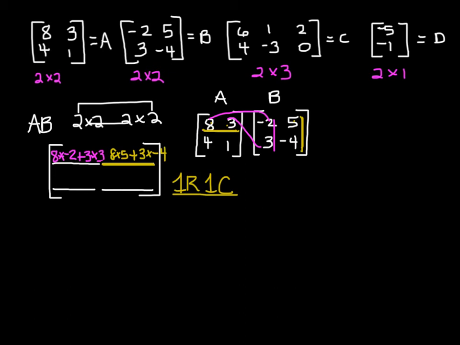Okay, now I'm going to do this element right here. This element right here is second row, first column. So I'm going to multiply the second row by the first column to get that element. So 4 times negative 2, since 4 is the first in the row and negative 2 is the first in the column, I'm going to add 1 times 3.